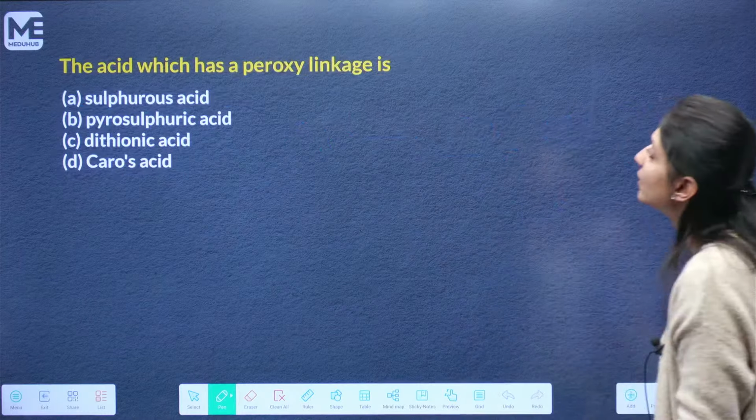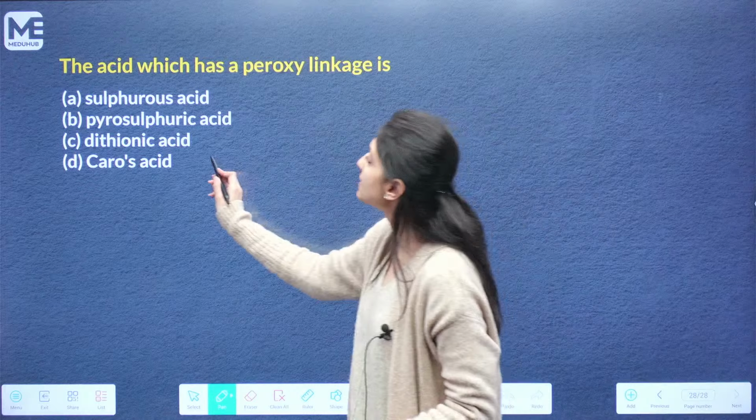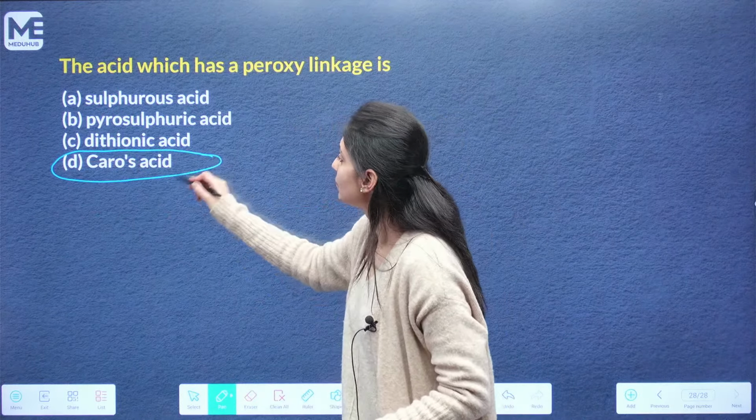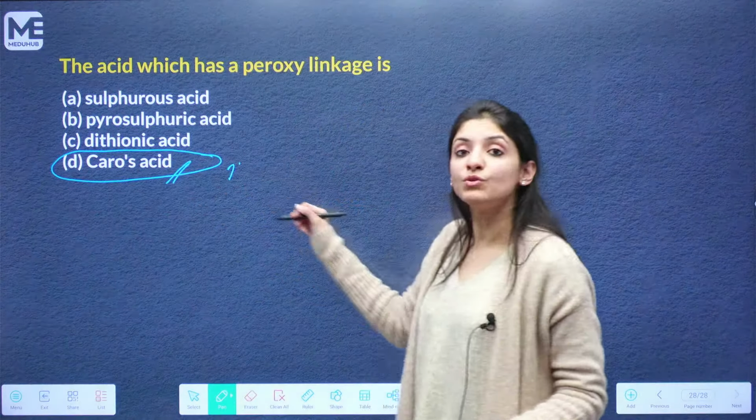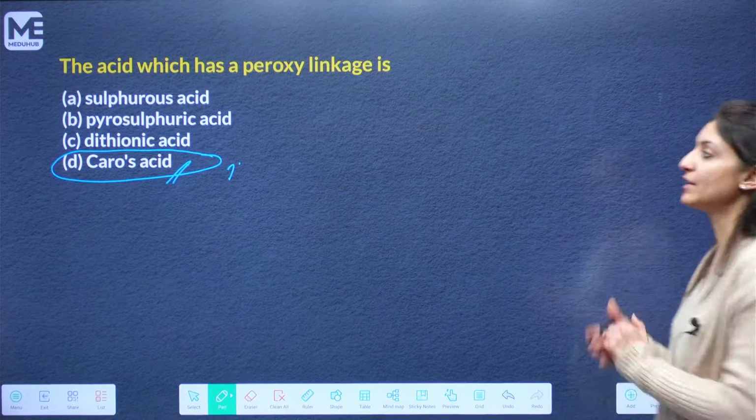The acid which has a peroxo linkage, again similar question, the answer here would be Caro's acid. Okay, because peroxomonosulfuric acid is called Caro's acid. So with this, questions end.